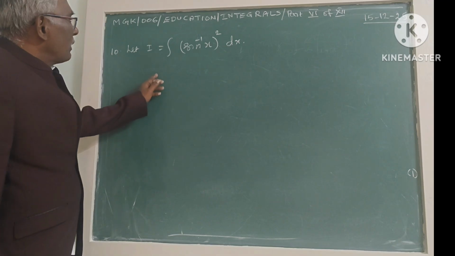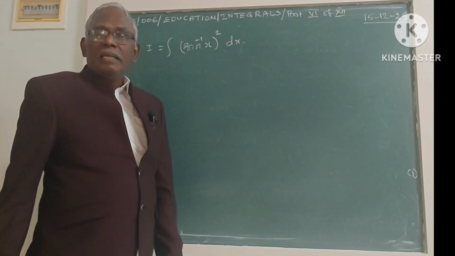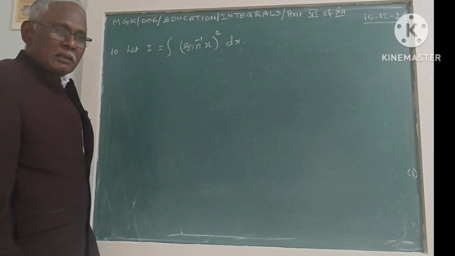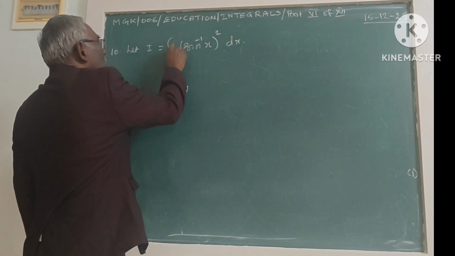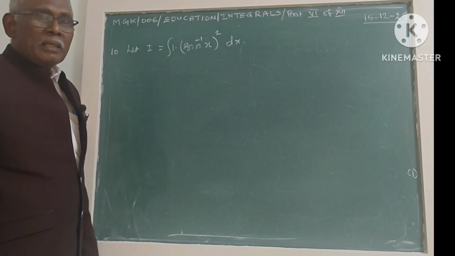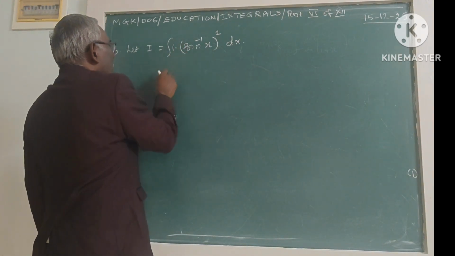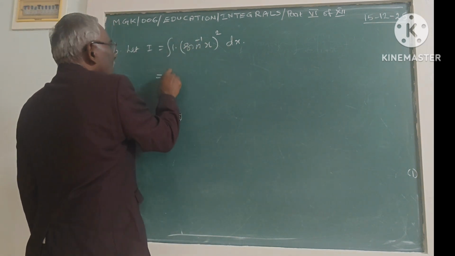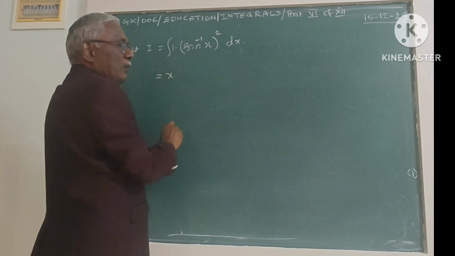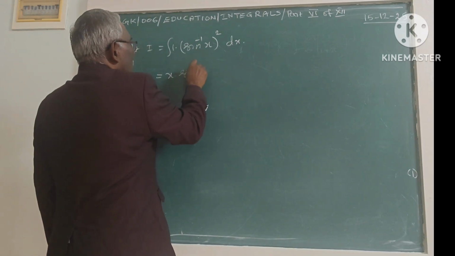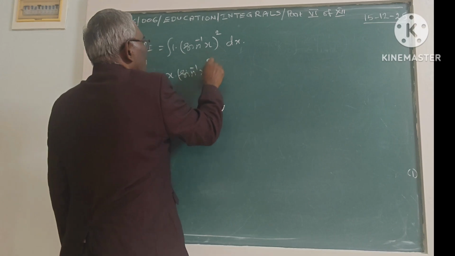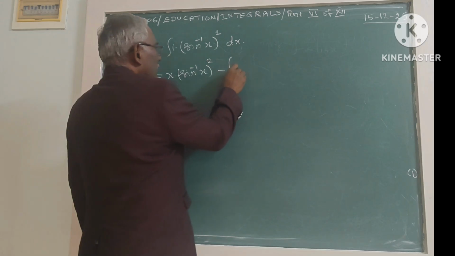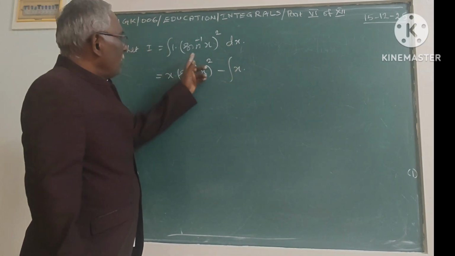So in this problem we have to integrate (sin⁻¹x)² dx. Again it's not possible to integrate sin⁻¹x directly, so we treat this as 1 into (sin⁻¹x)². Then we can integrate 1, so we take this as one function and this as the other function. If we integrate 1, we'll get x into the second function (sin⁻¹x)², minus integral of the integrated function x into differentiation of the other function.